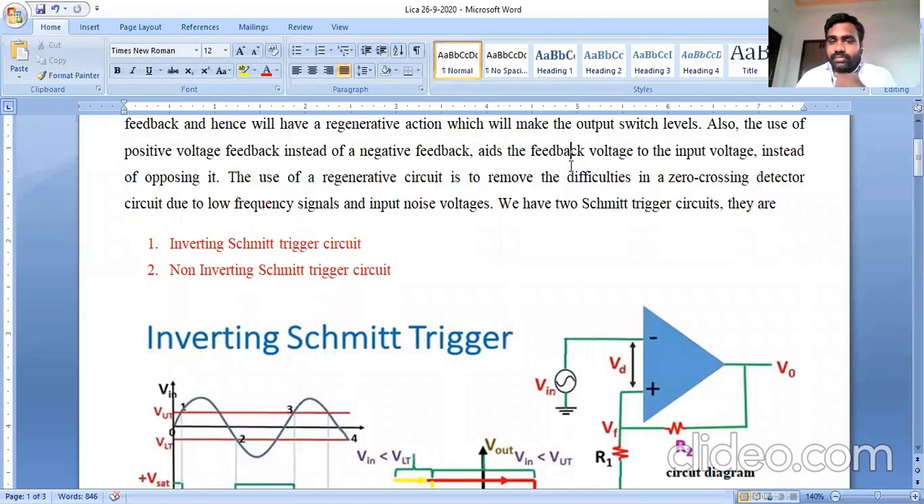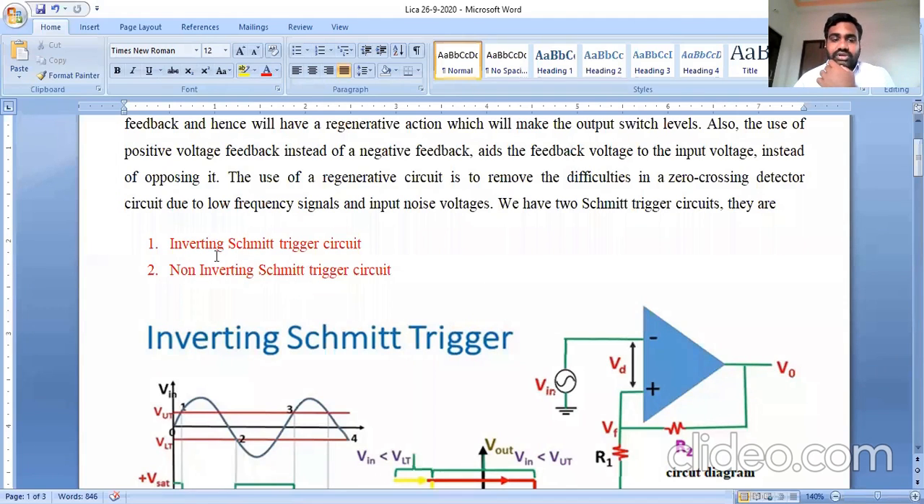Instead of negative feedback, we are using positive feedback. This positive feedback creates a feedback voltage, V_F, which is produced from the output. This feedback voltage adds to the input voltage instead of opposing it. That means in addition to the input voltage, the feedback voltage is again added in the form of positive feedback, and that is observed at the output voltage.